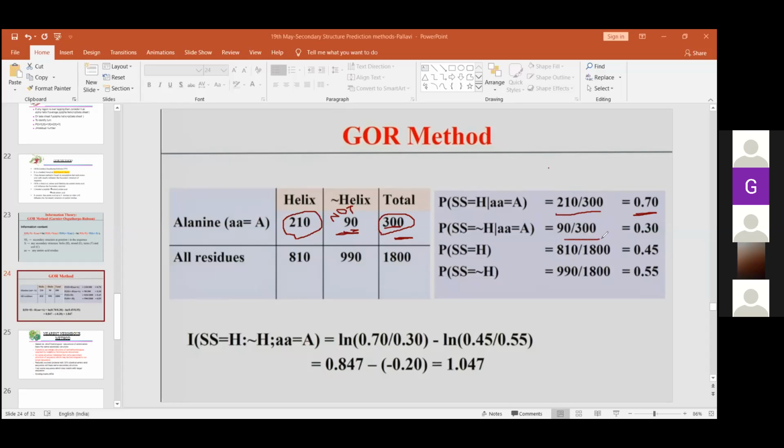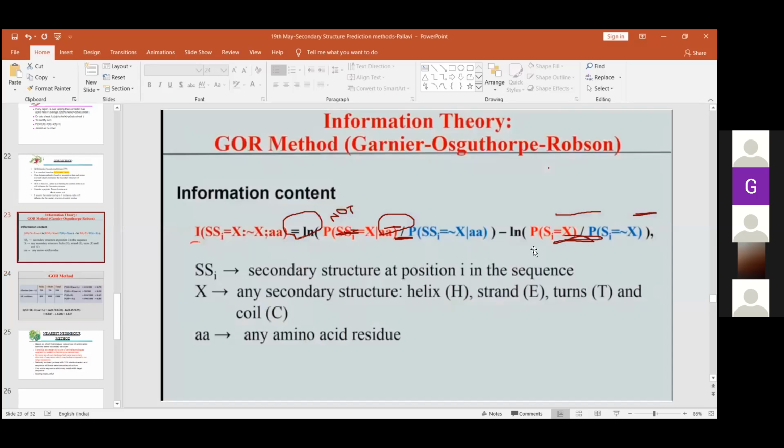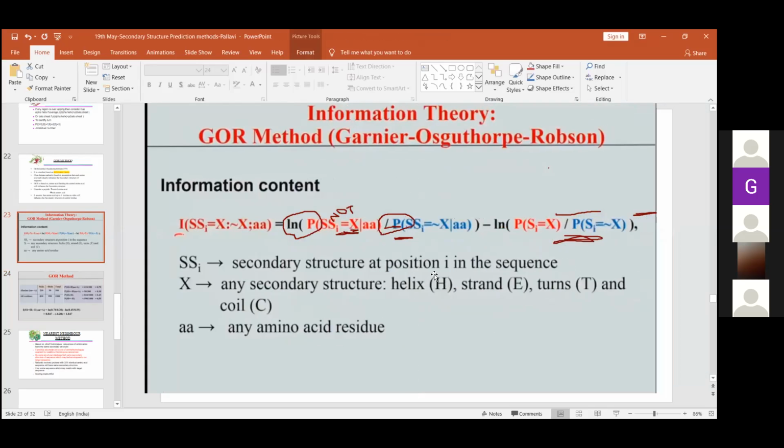Right? Second part which I said to you. Now, the denominator part here of the equation was saying information content, that second part is this ln p. कैसे आप निकालेंगे? What is the probability of all the amino acids to be in alpha helical divided by to be not in alpha helical?